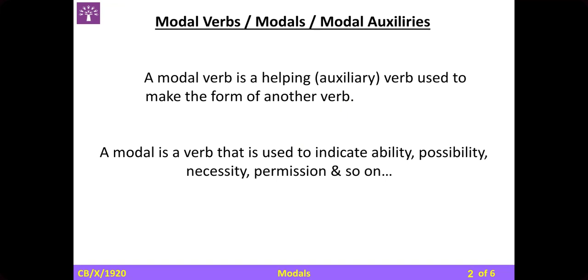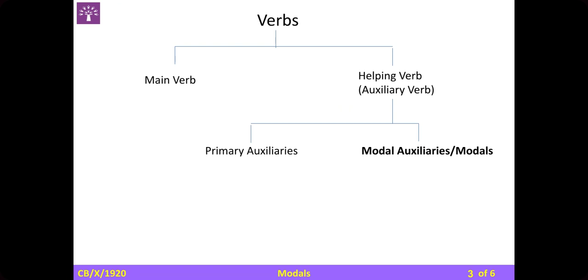So these are the words that express different things. They play the same role as the verbs in a sentence. If you look at this carefully, you will come to know where exactly modal auxiliaries stand in the verb category. So verb has two types, main verb and auxiliary verb, or even helping verb we call them. In helping verb, there are two parts, primary auxiliaries and modal auxiliaries. So our focus today is on modal auxiliaries or simply modals.